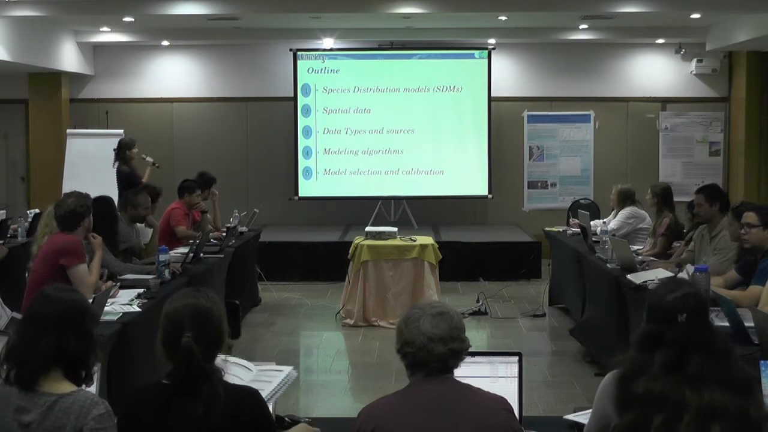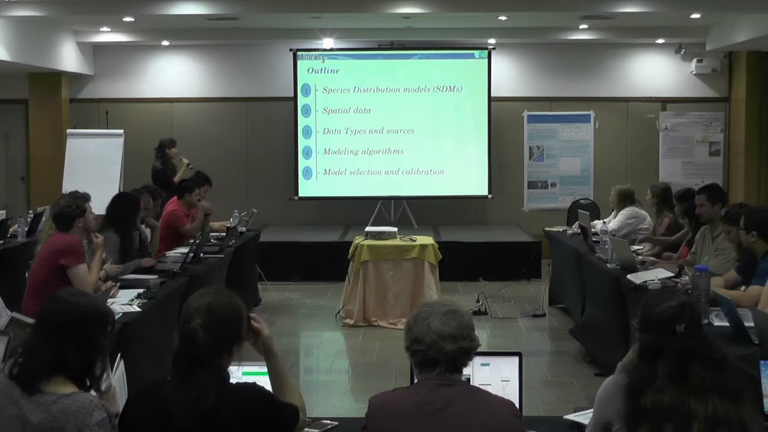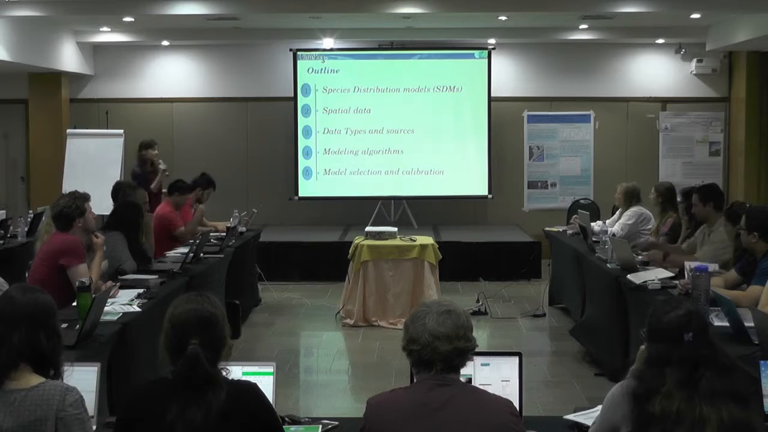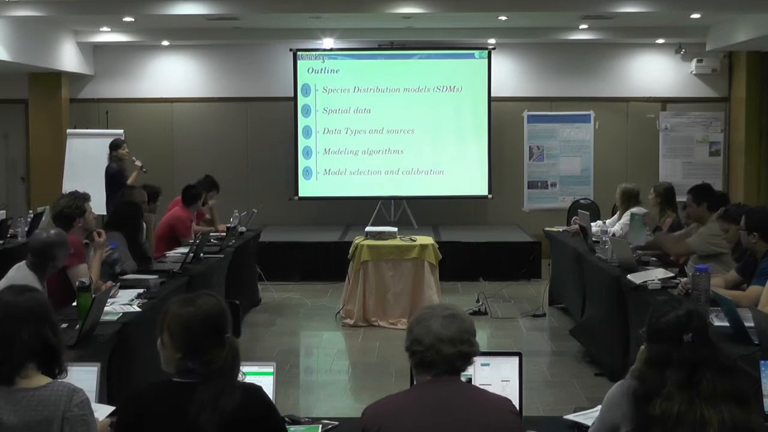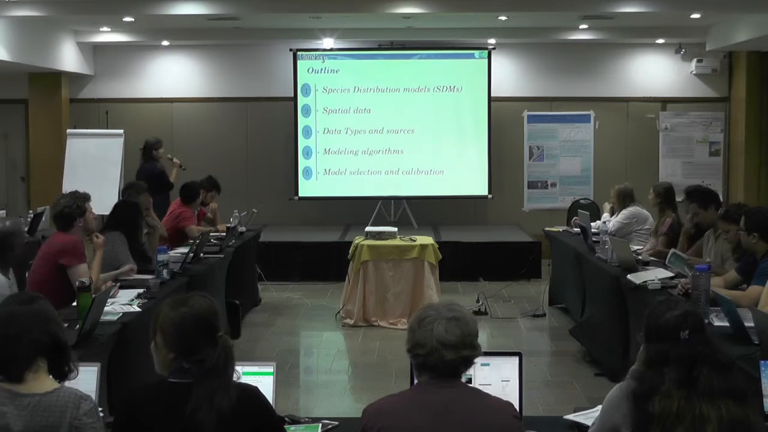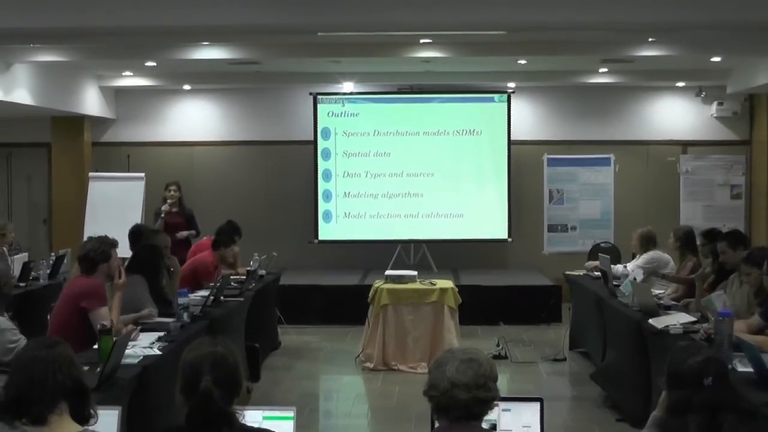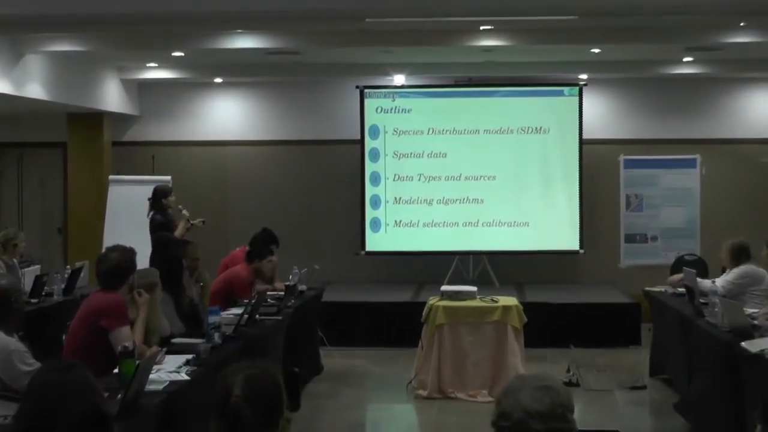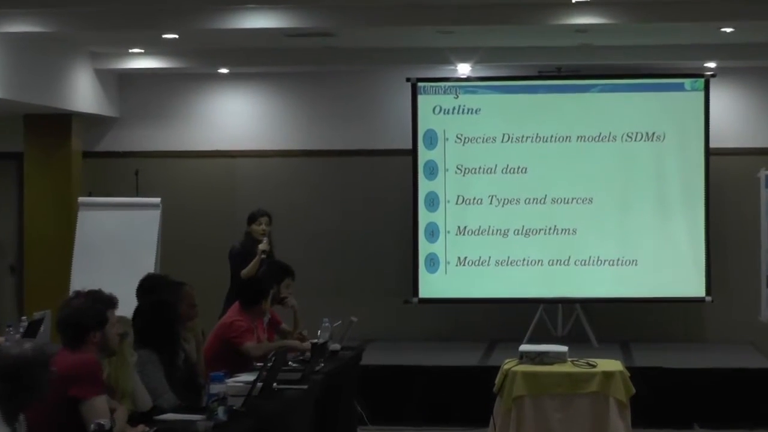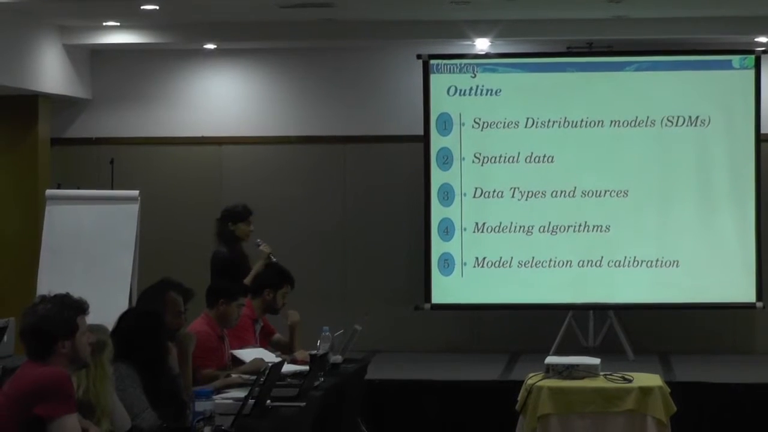Okay? So I'm going to introduce the species distribution model in general with some examples: the spatial data, the kind of data that we need to run a species distribution model, and where we can find this data. Then the different modeling algorithms that already exist in the literature. And if we have time, I asked Adriana to advise me, I want to introduce model selection and calibration, but if I run out of time, I will cover this part in the practical session. Okay?